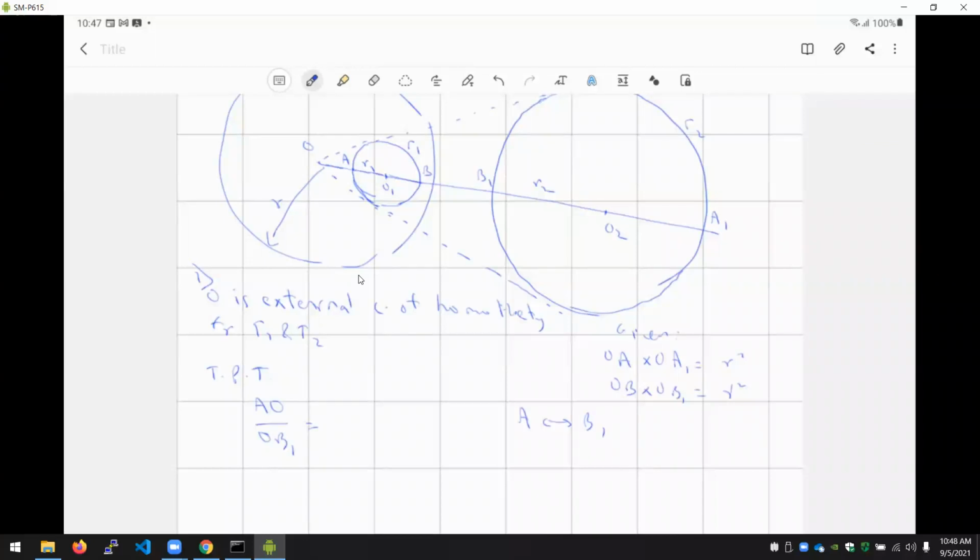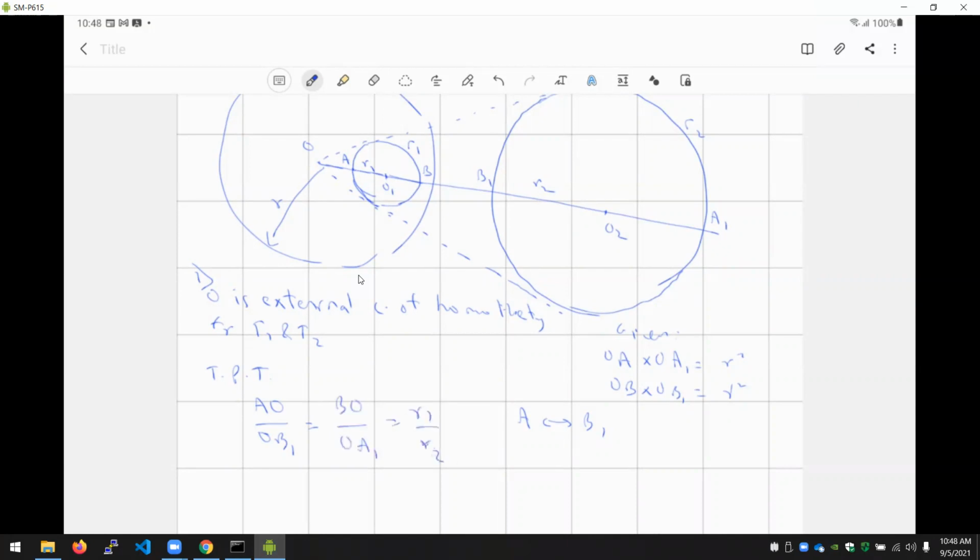Sir, will it be BO on OA1? Sorry, I couldn't hear you properly. Sir, will it be BO on OA1? BO and OA1. Sir, R1 upon R2. Correct. Okay, so I got it. So you are saying this is BO upon OA1 equal to R1 upon R2.